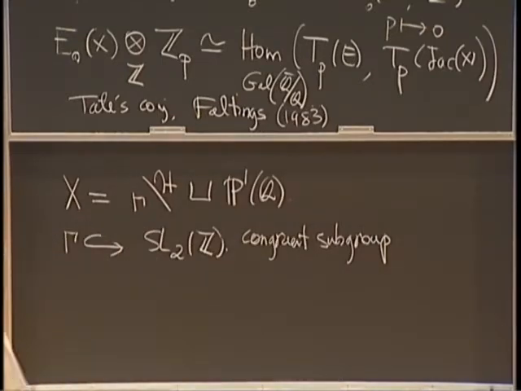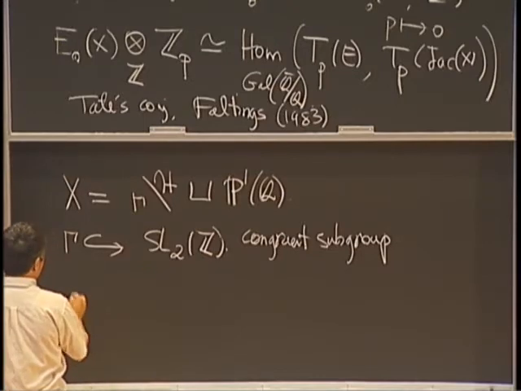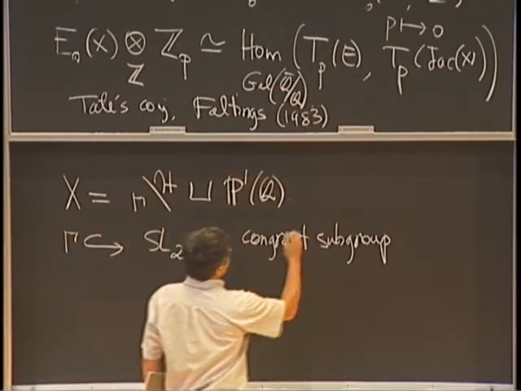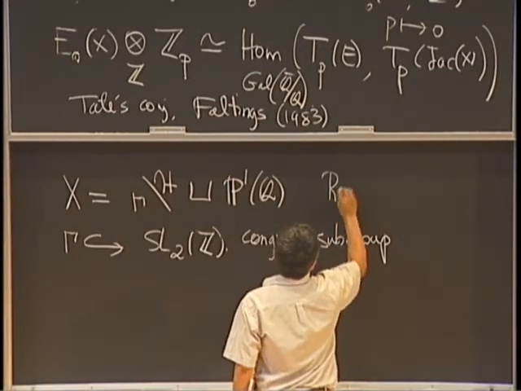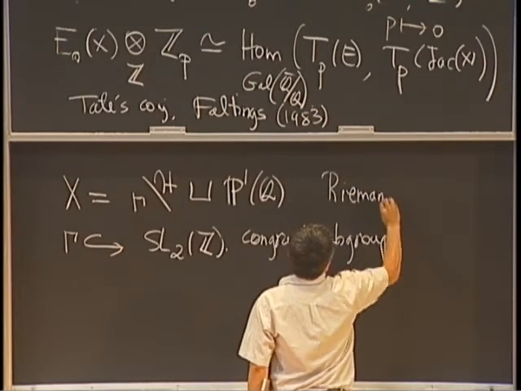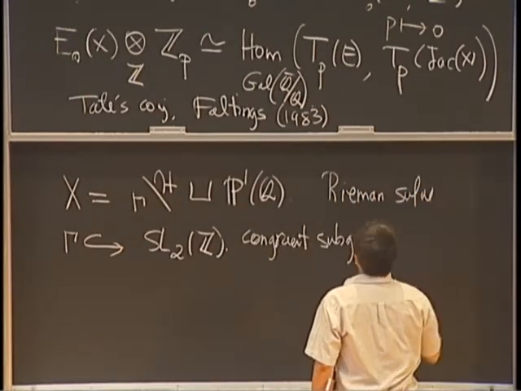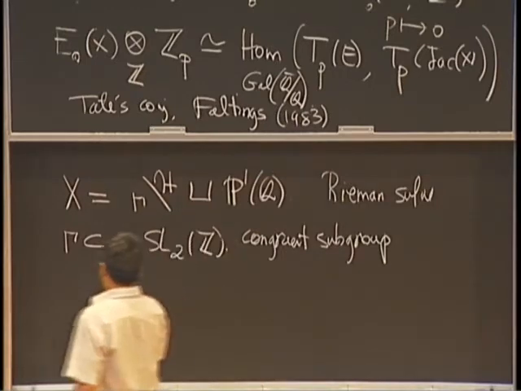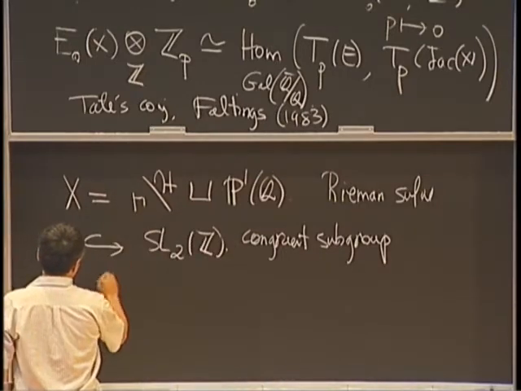Then this X will be defined. This X is just the Riemann surface, right? The Riemann surface. And once we have this, X has a model, a canonical model.